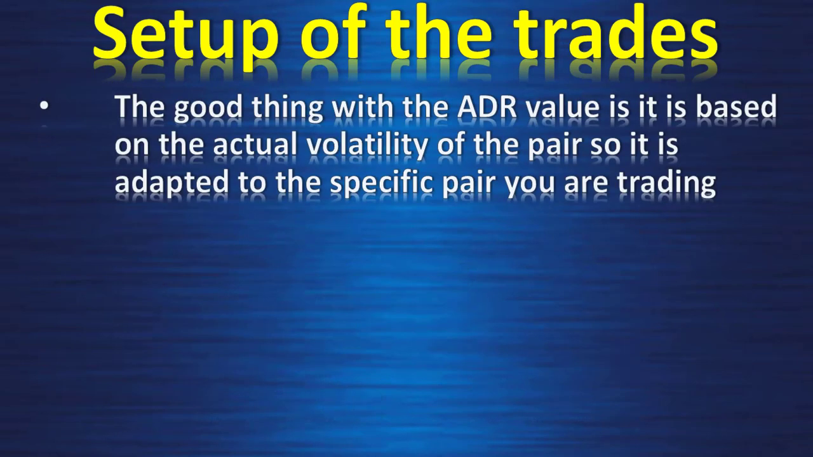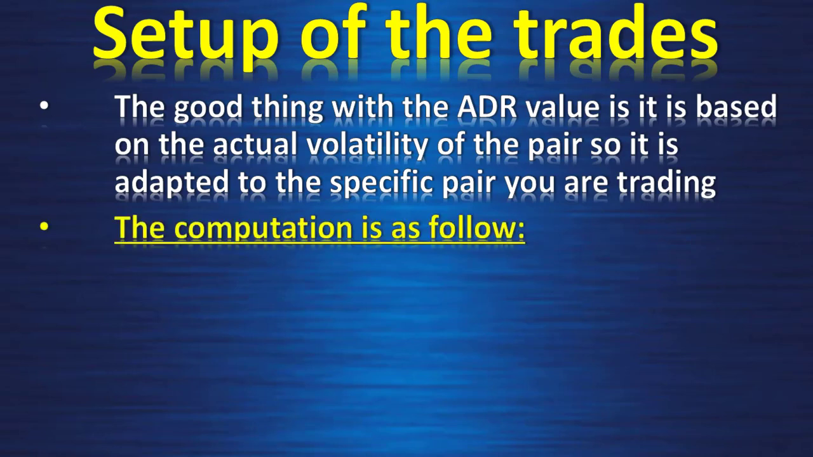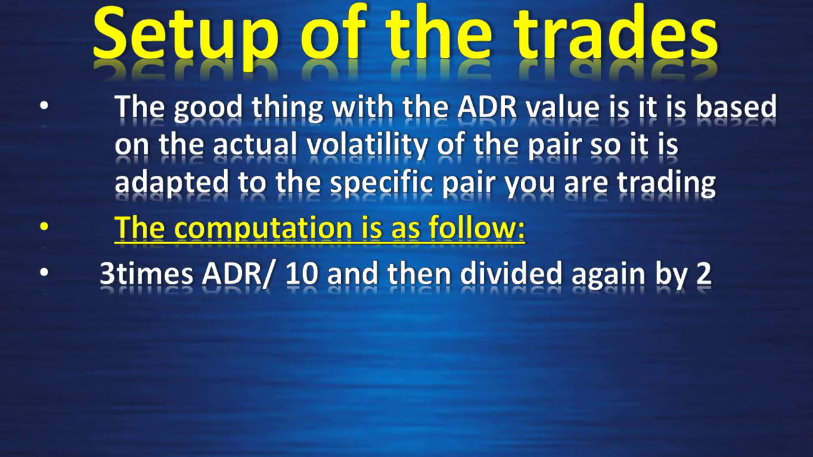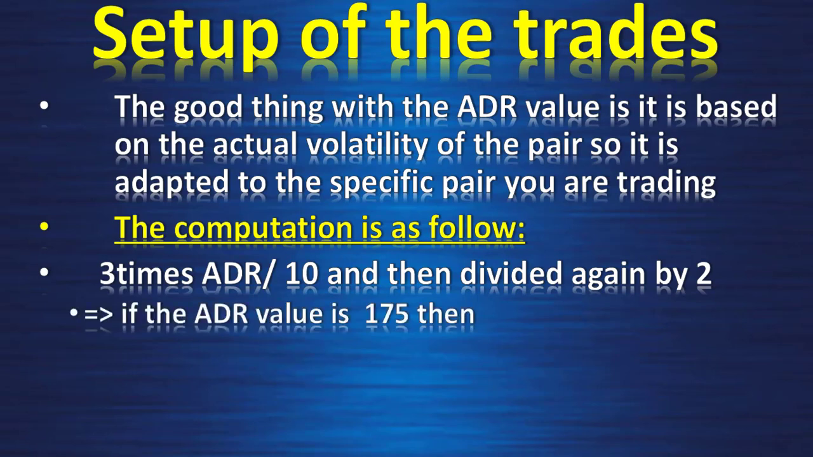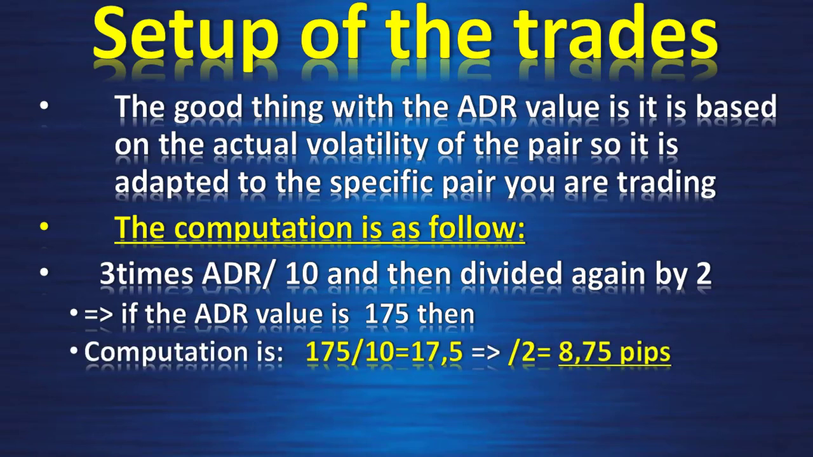The good thing with the ADR value is it is based on the actual volatility of the pair, so it is adapted to the specific pair you are trading. The computation is as follows. You take the 3 time ADR value, you divide it by 10, and then you divide it again by 2. If the ADR value is 175, for example, the computation is 175 divided by 10, 17.5, divided by 2, 8.75 pips. This will be our stop loss value.